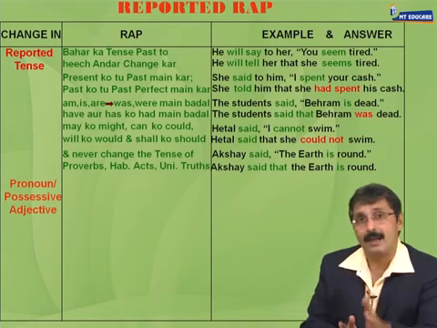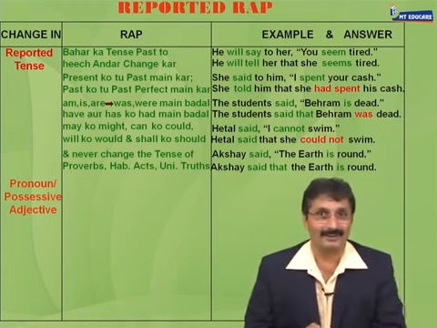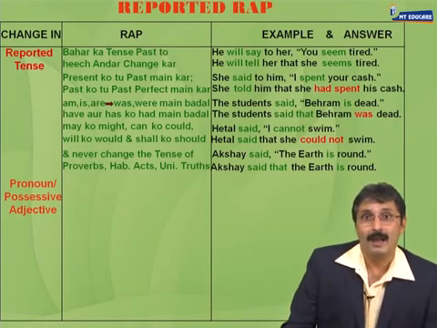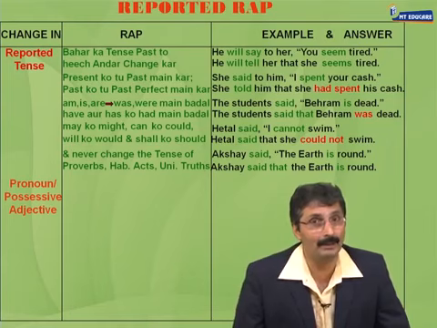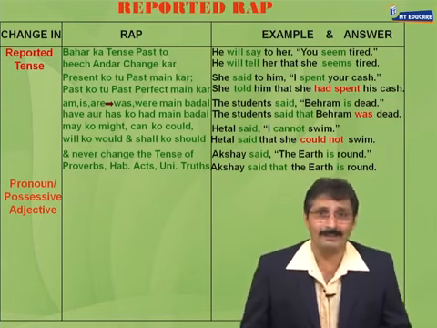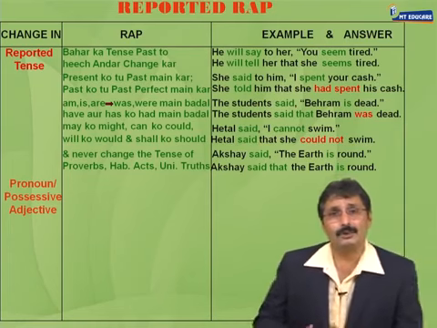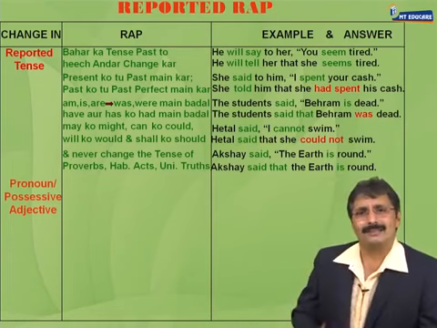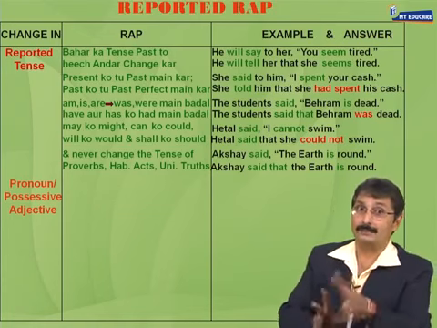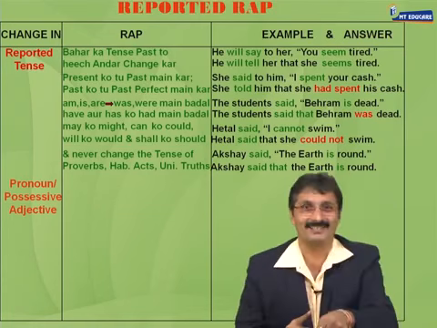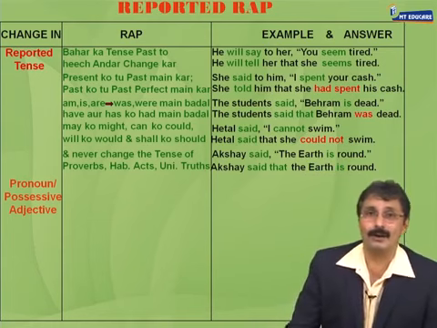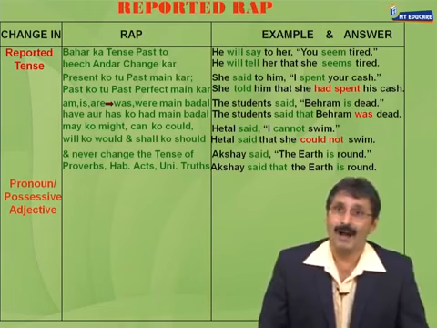लेकिन ये कब होता है? बाहर का टेंस पास्ट तो ही अंदर चेंज कर. The third rule: am, is, are को was, were में बदल, have और has को had में बदल. Can you see, the student said Behram is dead. The rule says am, is, are को was, were में बदल, but it only happens when बाहर का टेंस पास्ट तो ही अंदर चेंज कर. Right? So the third rule, am, is, are, was, were में बदल, have और has को had में बदल.